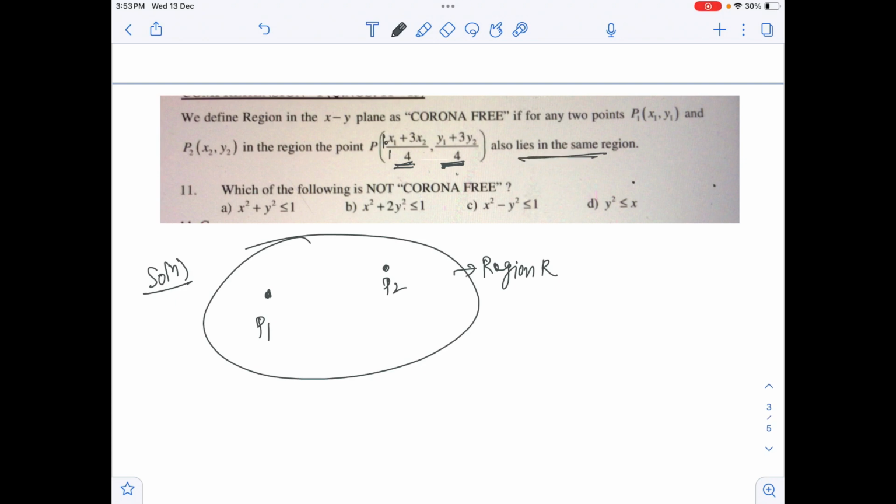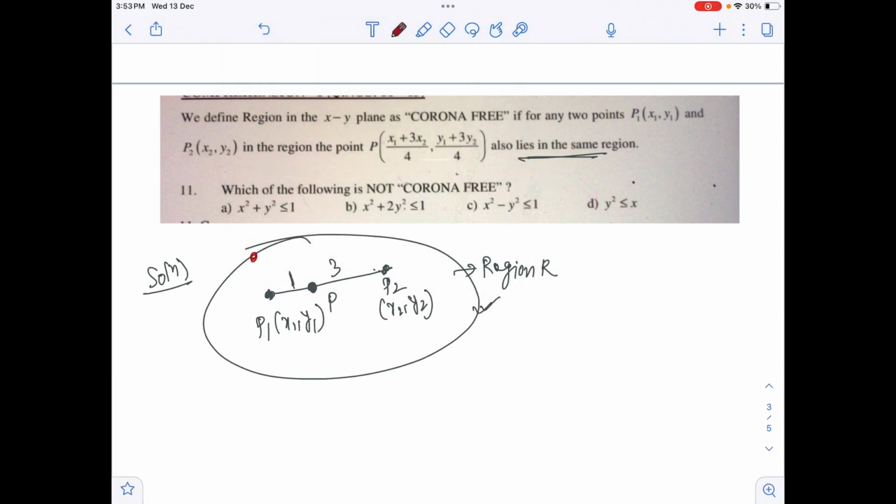It is 1 times x1 plus 3 times x2 by 1 plus 3, right? So this point is basically a point which divides the join of P1 P2 internally in the ratio 1:3. So it's (x1, y1) and (x2, y2), and this point P is a point which lies on the line joining P1 P2 and internally divides it in the ratio 1:3. Okay, so is this given region corona free?